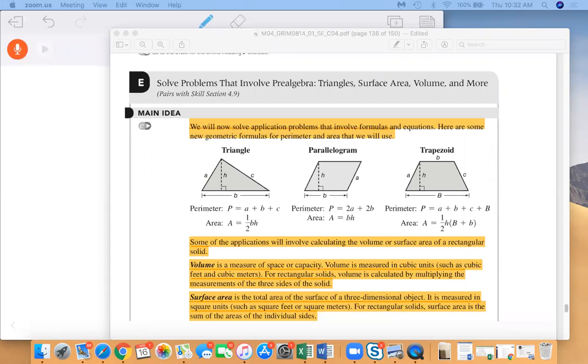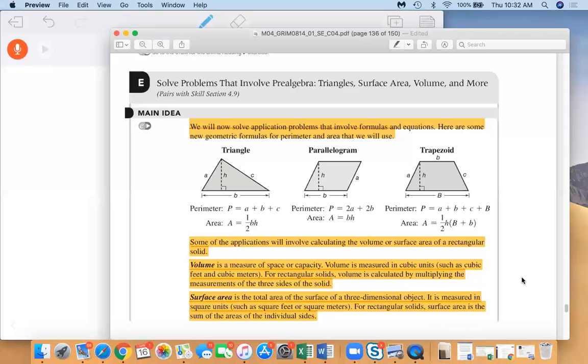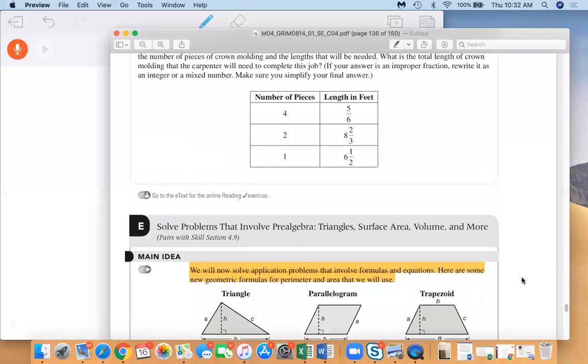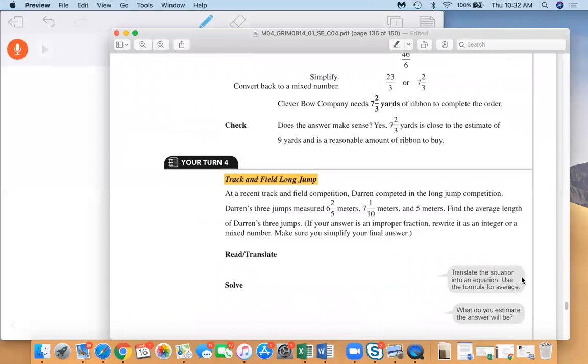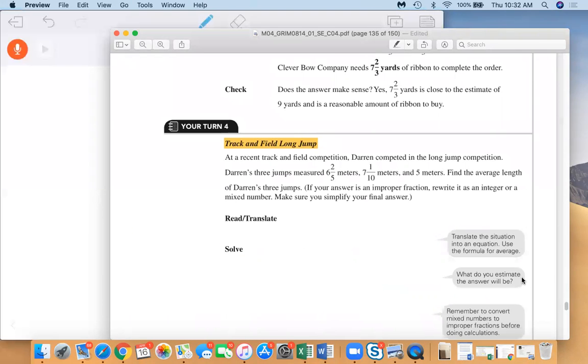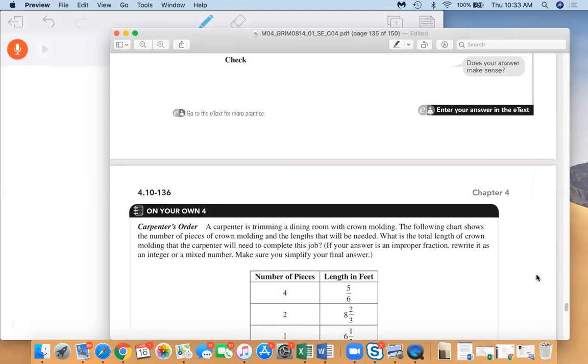Okay. So most of what we were talking about last week was applying word problems with fractions. We left off with doing the averages. That was the big thing we talked about with this problem. So make sure you understand how to find the average. The idea is that you add up all the values and divide by the total number of values. Remember this example right here, this track and field long jump. We had 3 jumps, 6 2/5, 7 1/10, and 5. So we added those 3 numbers together, and then we divided by 3 to find the average. So make sure you understand how to find the average, and then let me know if you have any questions about that.